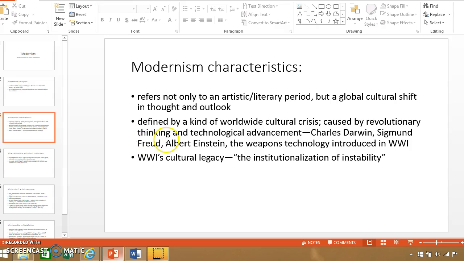Albert Einstein, because he replaced Isaac Newton in terms of the scientific thought that is just taken as a given and is granted now. Instead of universally constant laws, you have relativity, the theory of relativity.